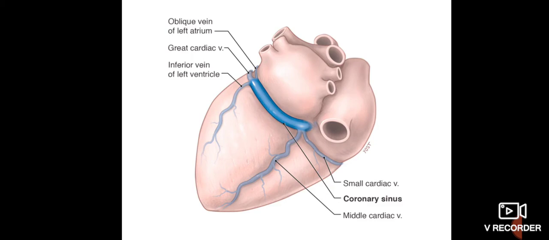right marginal vein, etc. Here in this picture you can see the posterior aspect of the heart. Here the right and the left atrium are visible. This is the right atrium, this is the left atrium. You can see four pulmonary veins opening into the left atrium, and the posterior coronary sulcus lodges the coronary sinus that comes and opens directly into the right atrium. But into this coronary sinus, we know the oblique vein of the left atrium, great cardiac vein, the posterior vein of the left ventricle, then the middle cardiac vein, then the small cardiac vein, all these open directly into it.